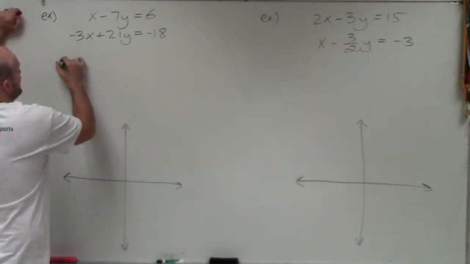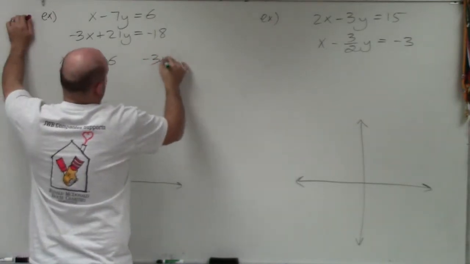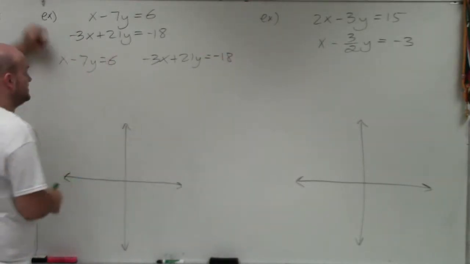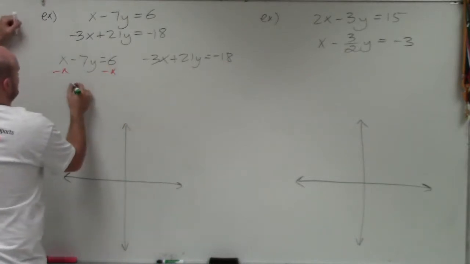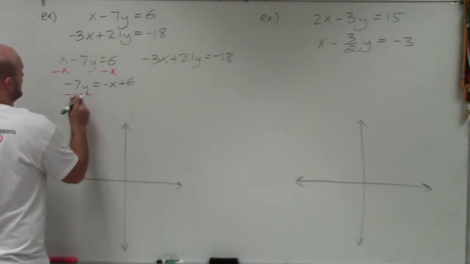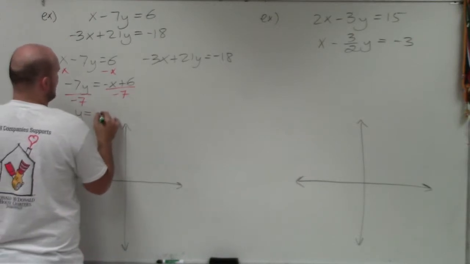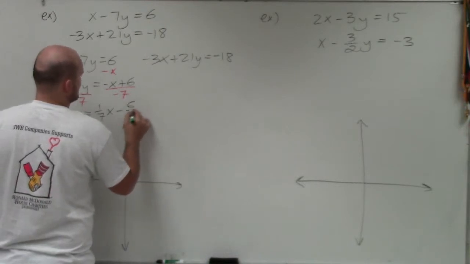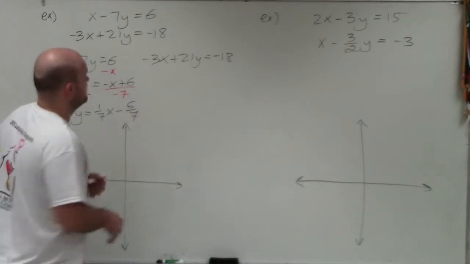The first thing we need to do is write them in slope-intercept form. So x plus 7y equals 6, and negative 3x plus 21y equals negative 18. We want to solve for y in both of these. Here my y is being added to x, so I'm going to subtract an x on both sides. So I have 7y equals negative x plus 6. Now I undo it by dividing by 7. I'm left with y equals negative 1/7 x plus 6/7. Interesting equation. It would not really be fun to graph that, right?